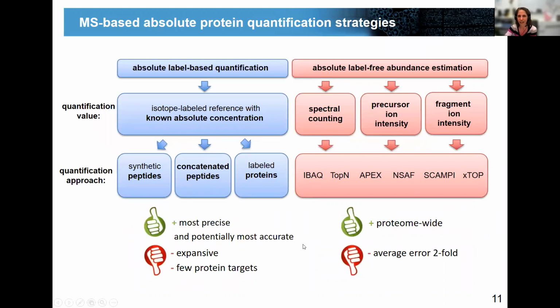So the general pros and cons of this label-based and label-free is really that the label-based approaches for absolute quantification are more precise, but they're expensive and limited to a few targets. And label-free is really an algorithm, if the absolute accuracy is maybe a bit less important, but if you want to quantify also lots of molecules and if you don't want to invest a lot of money into standards.